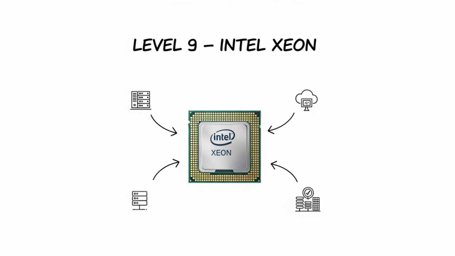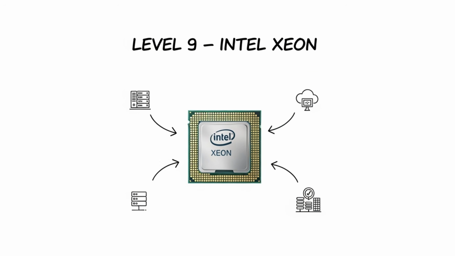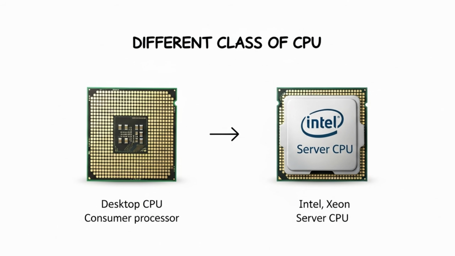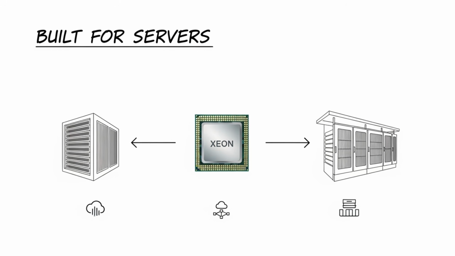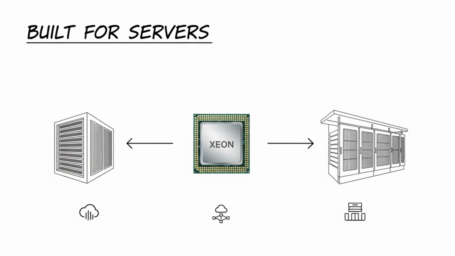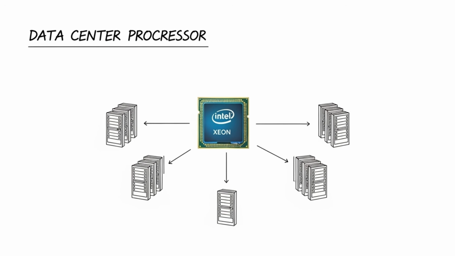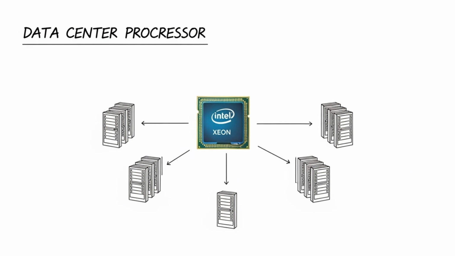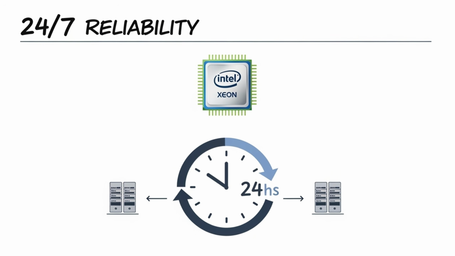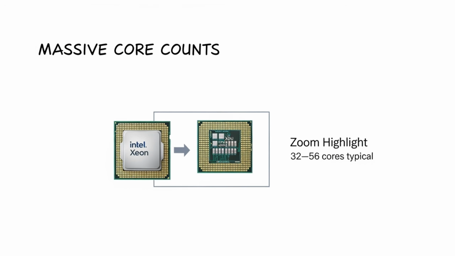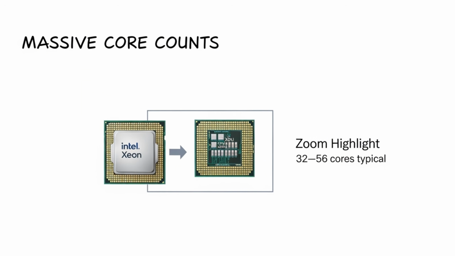Intel Xeon. The Intel Xeon processor is built for a different class of computing. It is not designed for a standard desktop PC, but for the heart of the digital world: servers, data centers, and high-end professional workstations. Xeon processors are engineered for relentless 24/7 reliability and massive parallel processing power. To achieve this, Xeons pack an immense number of cores, ranging from 32 to 56 in common models and scaling to over 120 cores in specialized variants.